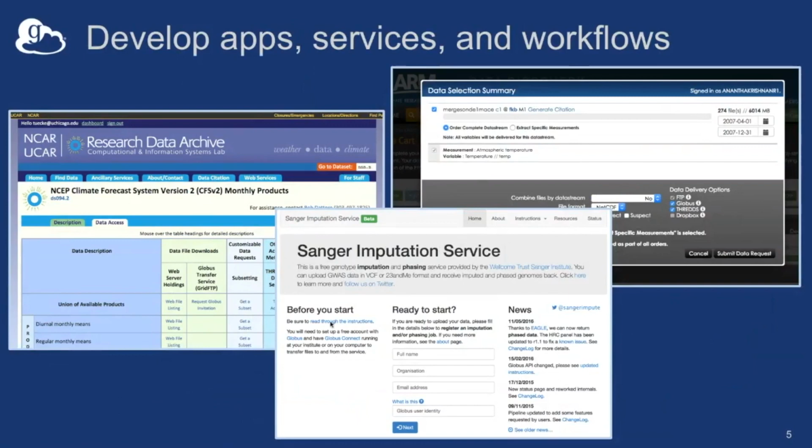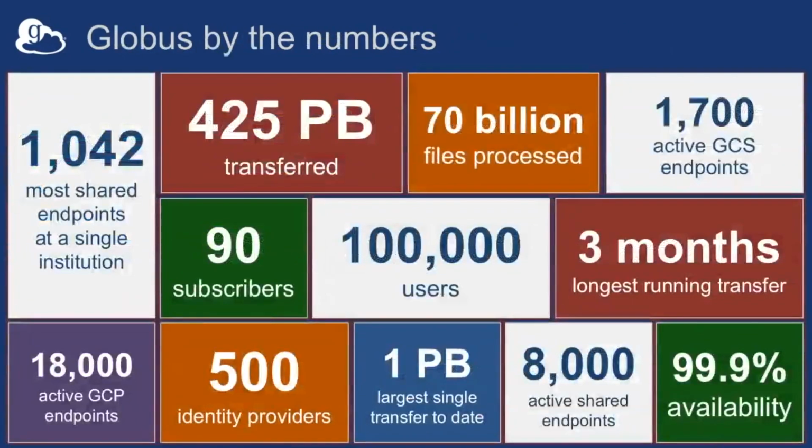Right, so we've done a lot of work with our platform to enable these sorts of integrations, like with NCAR, the Sanger imputation service, where you upload information and it'll run sequence analysis and give you back things, or the atmospheric and radiation monitoring services in the upper right corner. Right, so a lot of interesting uses of Globus that way. And this has just continued to really push Globus forward and the adoption of it forward.